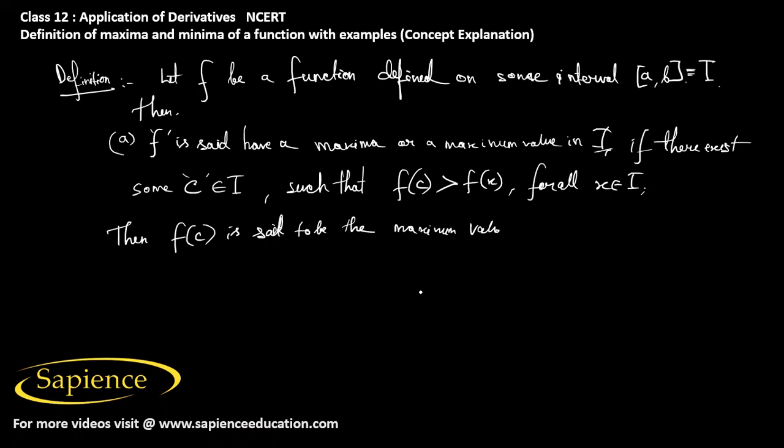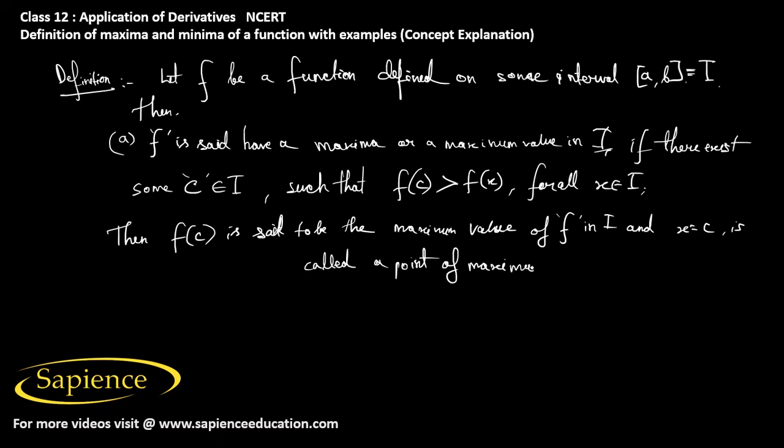So then f of C is said to be the maximum value of the function f in that interval I, and the point x equal to C is called a point of maximum value of f in that interval I. It's called a point of maxima or maximum value of f in that interval I.